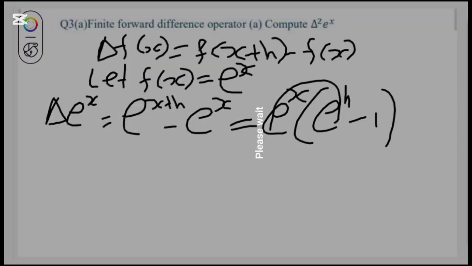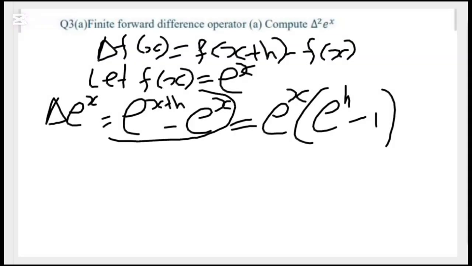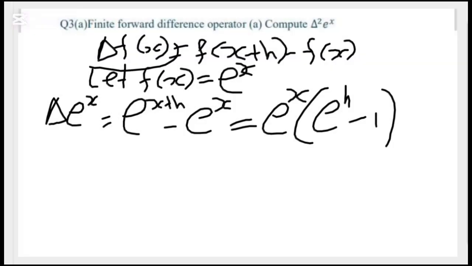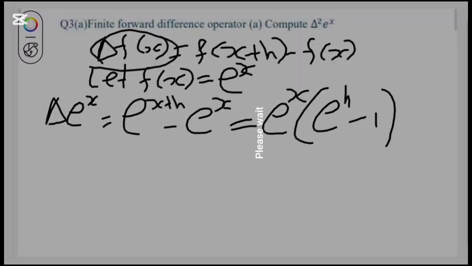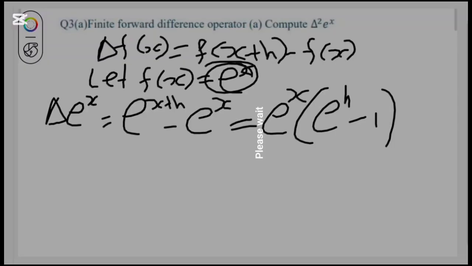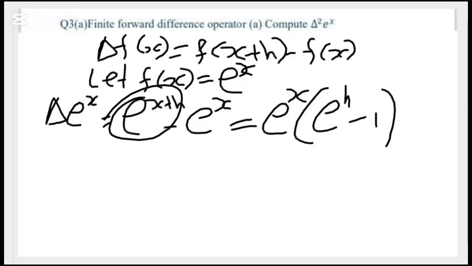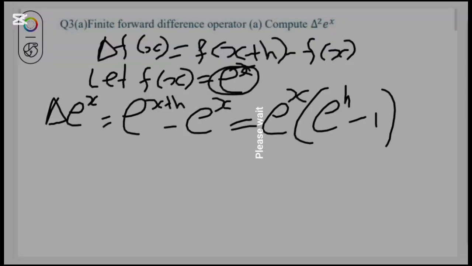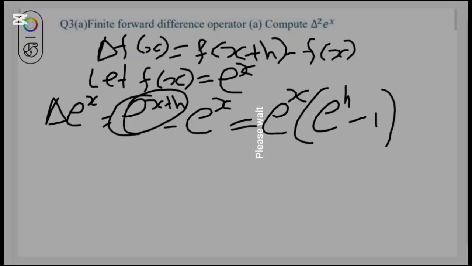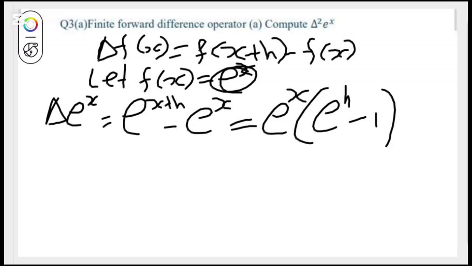So the next thing that I'm going to do here, and the reason why I put this, is that from the formula it says d of f of x, so this is my f of x, this e to the power of x. So I say d of f of x, and this e to the power of x plus h, I find it through my f of x plus h from the formula. So I'll just put the e to the power of x plus h, and then minus f of x. This is my f of x.